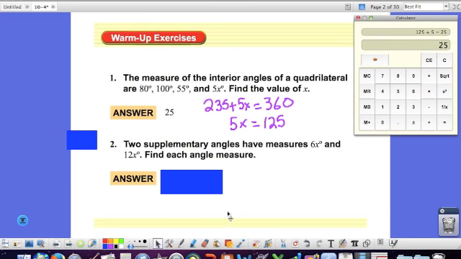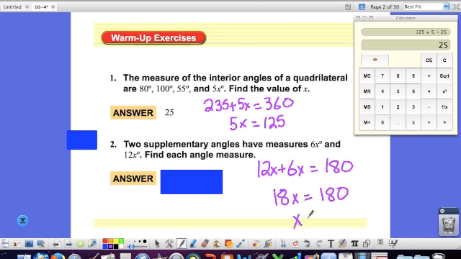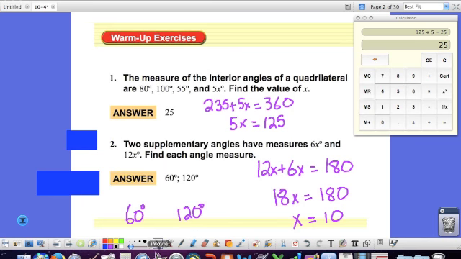Two supplementary angles have measures of 6x and 12x. Find the measure of each angle. Well, they're supplementary, so 12x plus 6x equals 180. So 12 plus 6 is 18. 18x equals 180. X would then equal 10. So this is 60 degrees, and this one is 120 degrees. And 60 plus 120 does add up to 180.